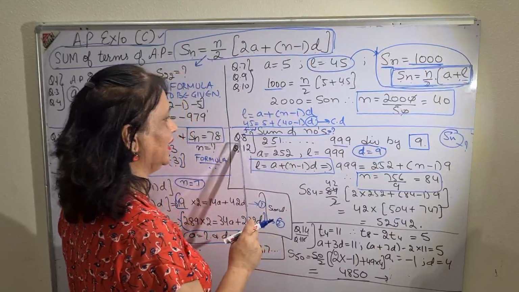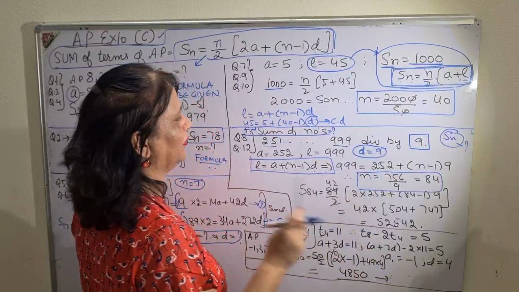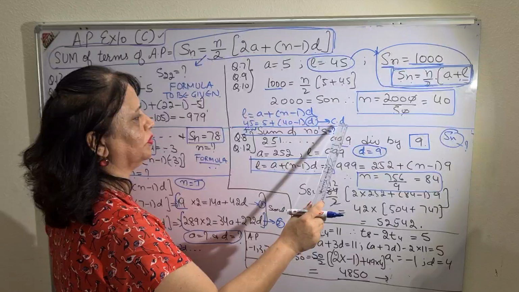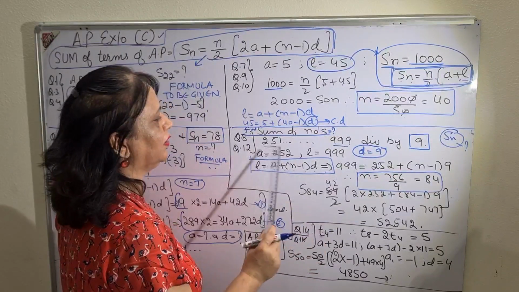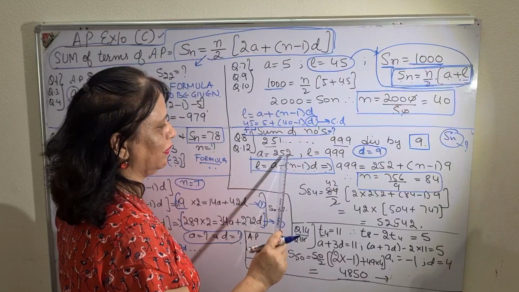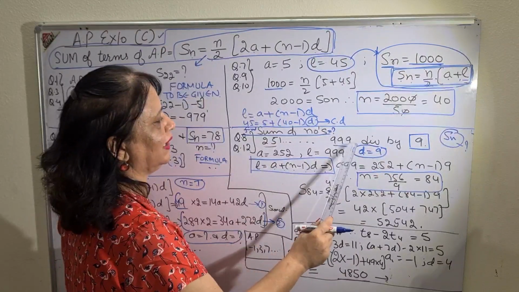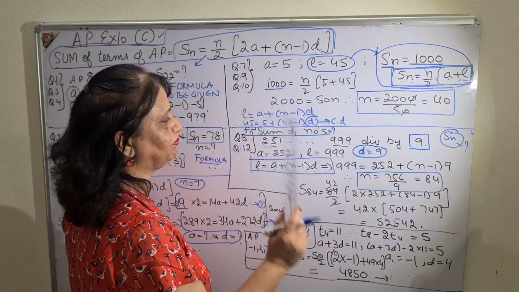But in question number 8, it is divisible by 9, so d is to be taken as 9. Again, I am repeating this sum. Sum of numbers between 250 to 1000: 251 to 919, you will take a as 252 because it is divisible by 9, 251 is not divisible by 9, and l is 999, and it is obvious that it is divisible by 9.